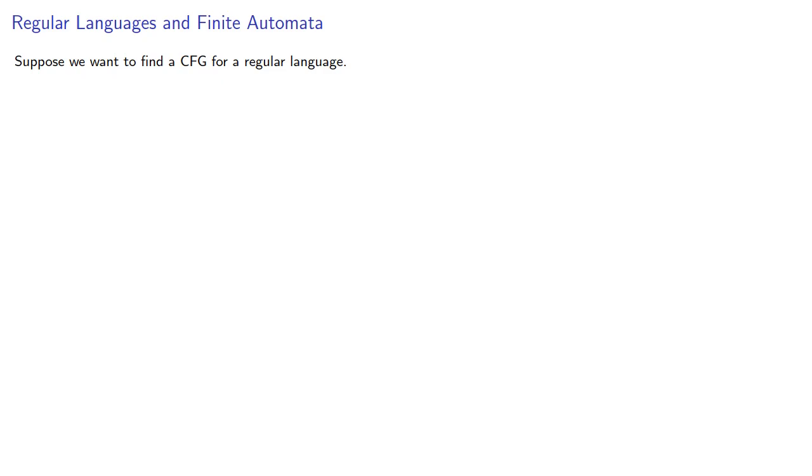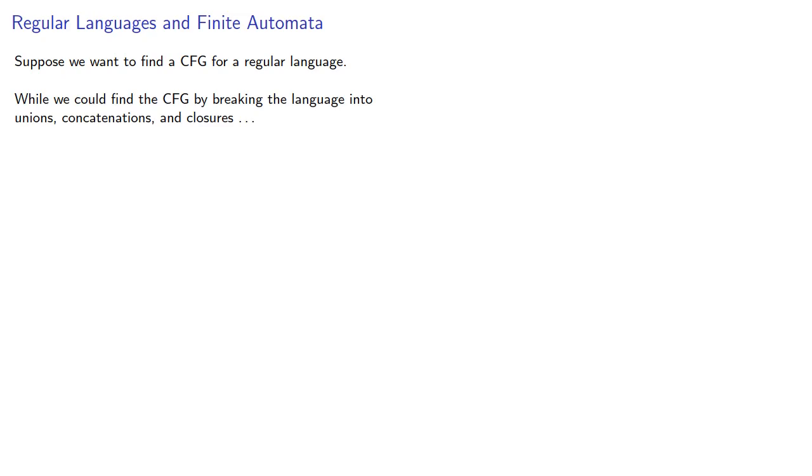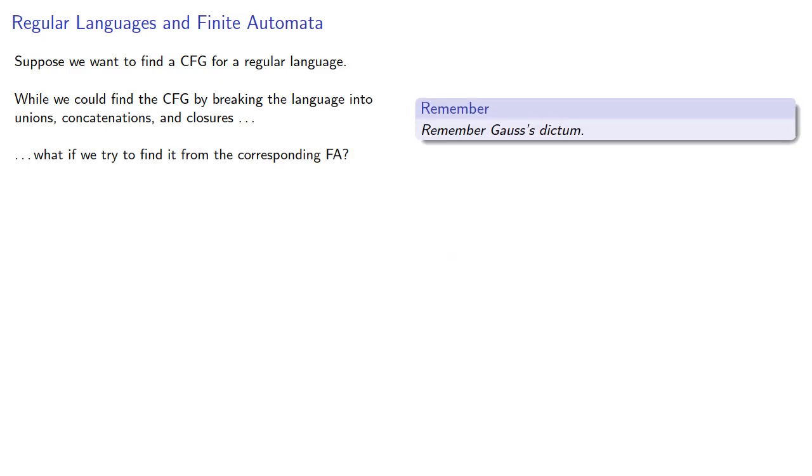Suppose we want to find a context-free grammar for a regular language. Well, we could find the context-free grammar by breaking the language into unions, concatenations, and closures. What if we try to find it from the corresponding finite automaton? Remember Gauss's dictum, even though we've solved the problem in one way, let's try to solve it a different way and see if that gives us any further insights.